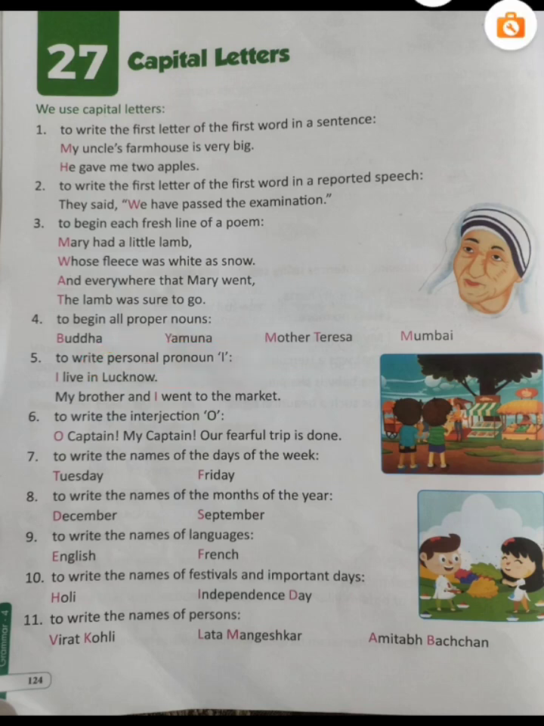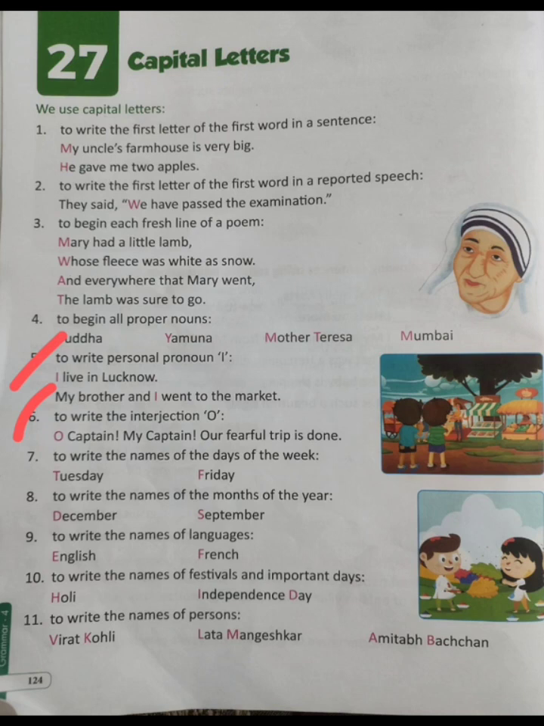Okay, so that was rule number 5. Now let's move forward. Next, rule number 6. To write the interjection O. So now the next rule is to write the interjection O. Now firstly tell me what is an interjection.